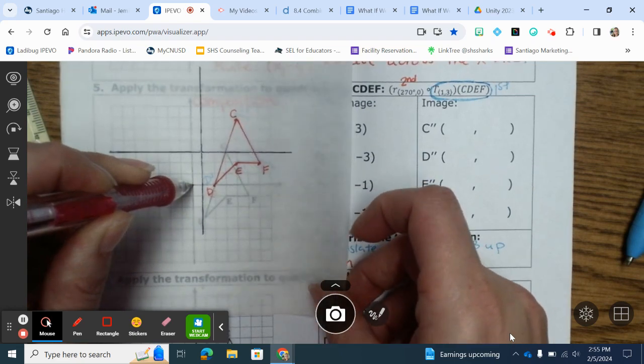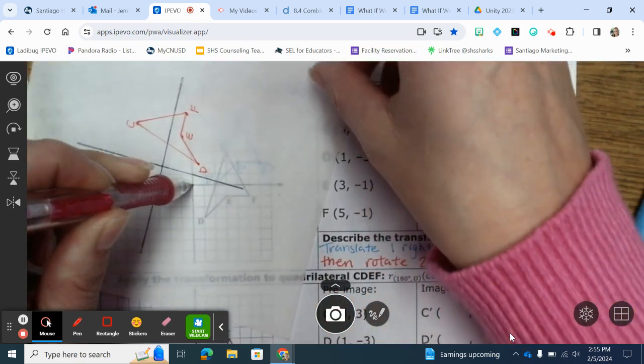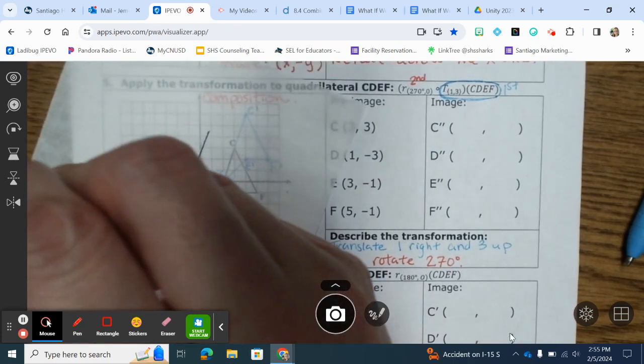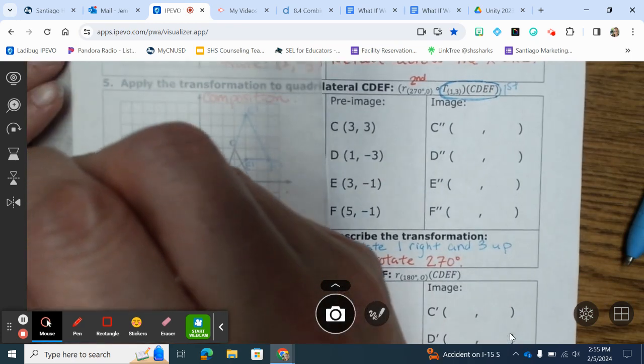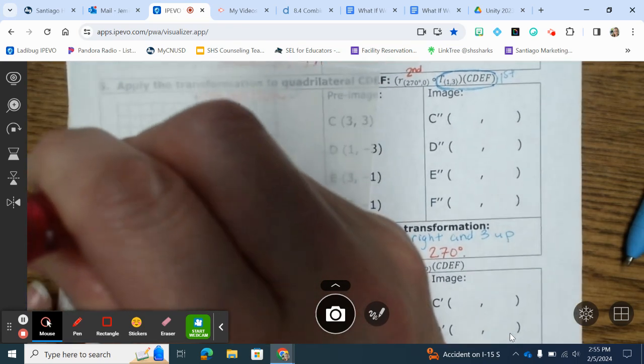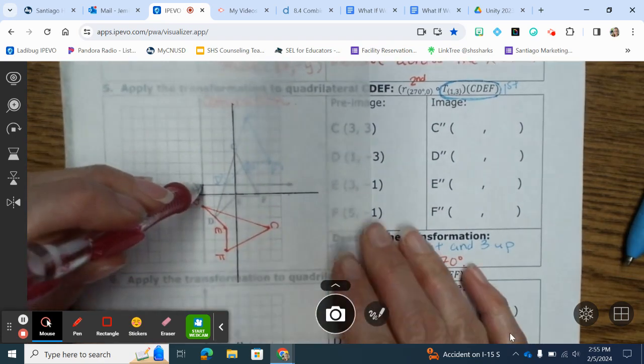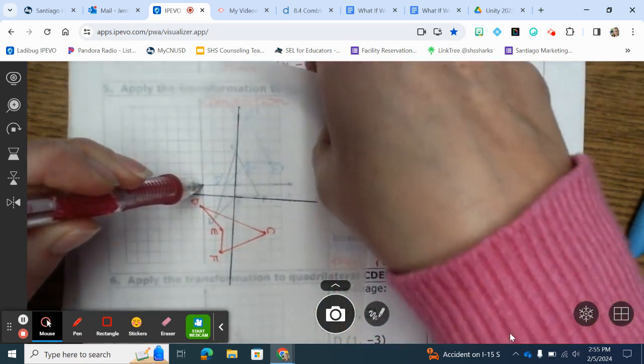So from here, I rotate 90, 180, and 90 more gets me to 270. Oh my gosh, you can't see that. My hand was blocking it. Let me do it again. Okay, let me start over.